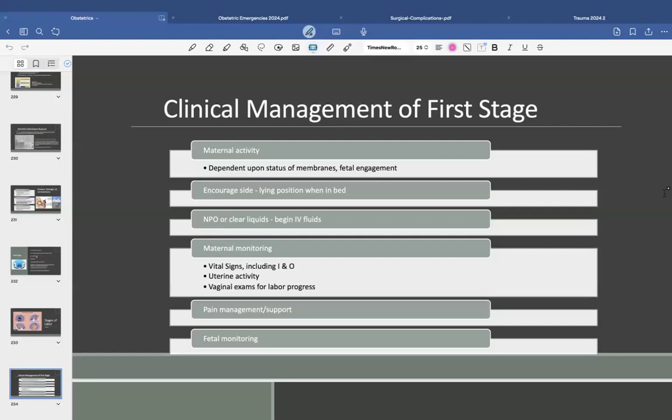Maternal monitoring, you want to check vital signs. We're doing intake and output. We're checking uterine activity. We're doing vaginal exams. Pain management and support and fetal monitoring.